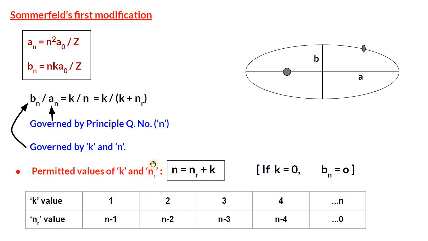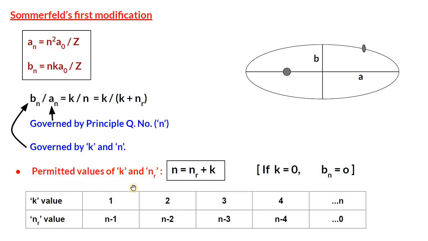So remember these two. We know that n equals nr plus k. That means how these are related to each other I have already shown you. But we know the values of n: 1, 2, 3 like that. What are the values of k and nr, and how are these related to each other?